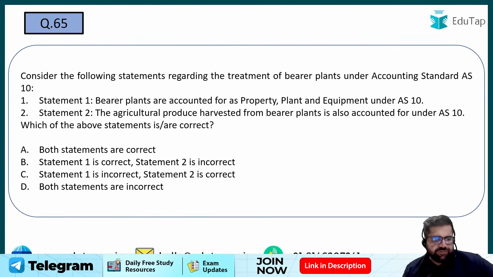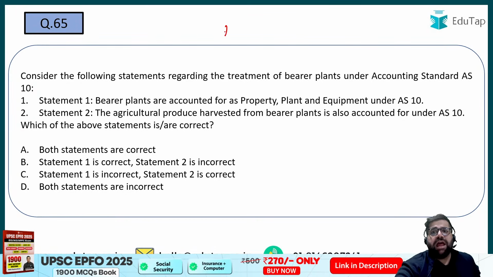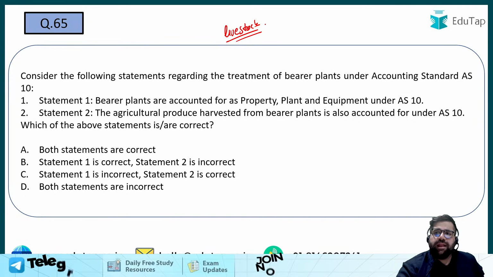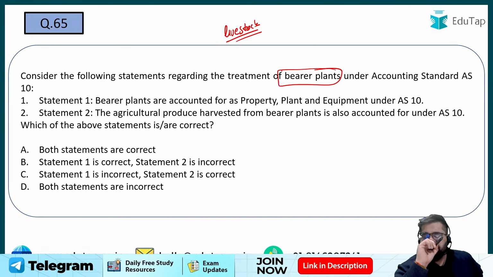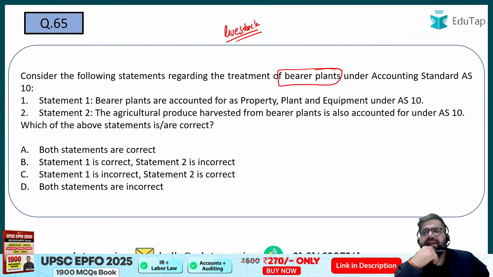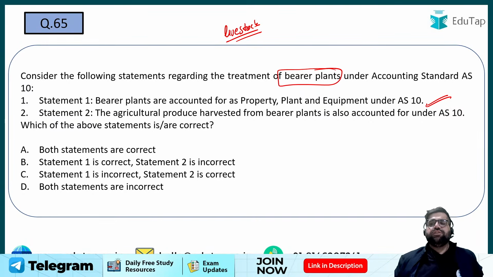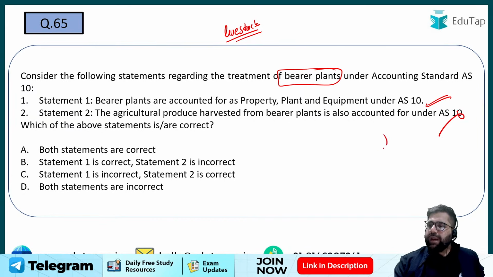Question number 65. Consider the following statements regarding the treatment of bearer plants under accounting standard AS10. So although livestock is not included in AS10, an exception is there for bearer plants. So bearer plant is included in AS10 but not all the other plants. So what is a bearer plant? A bearer plant is accounted for as PPE under AS10. Yes, it is, because bearer plant is an exception. The agriculture produce harvested from the bearer plant is also accounted? No. Only the plant is included.